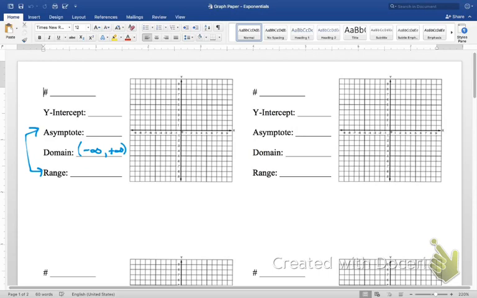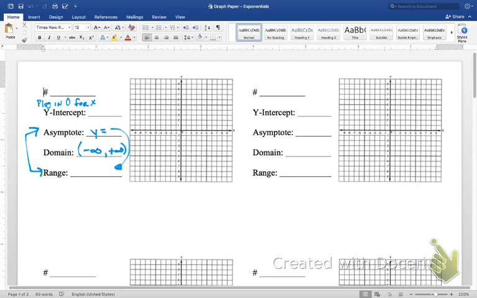Whatever your asymptote is, it's going to be y equals whatever number. That number is going to go right down here with your range, no matter what. I don't care how big or small it is, it will go down there with it. Whenever we find our y-intercept, we just take our function and plug in 0 for x, every single time.